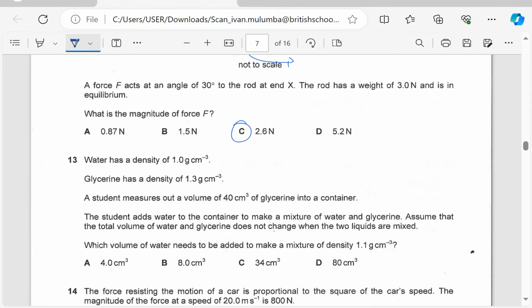Water has a density. I think this is a past paper question. It has appeared like 3 times. If you check in my topical past paper questions, you will see it there.